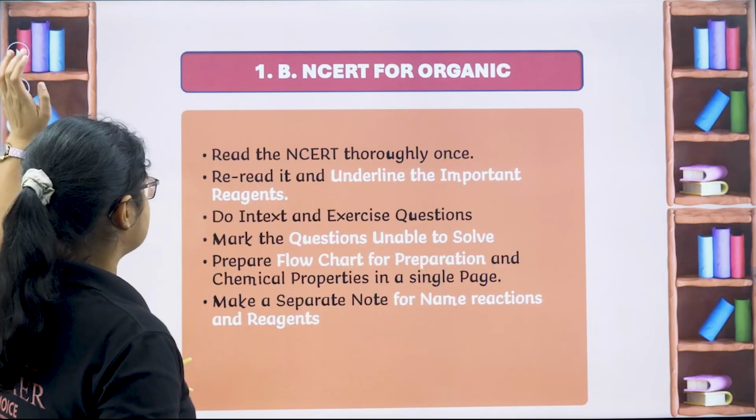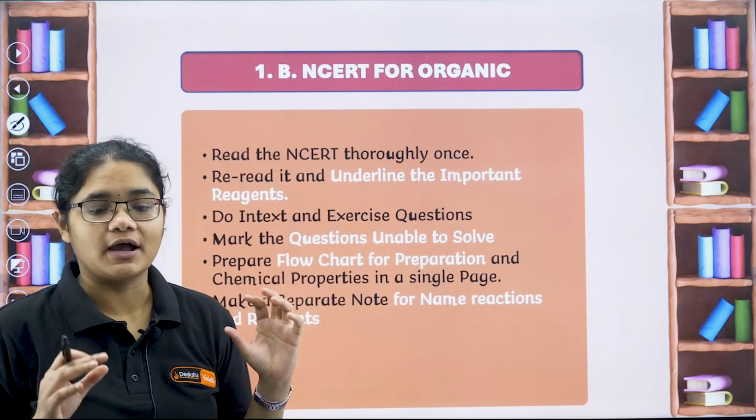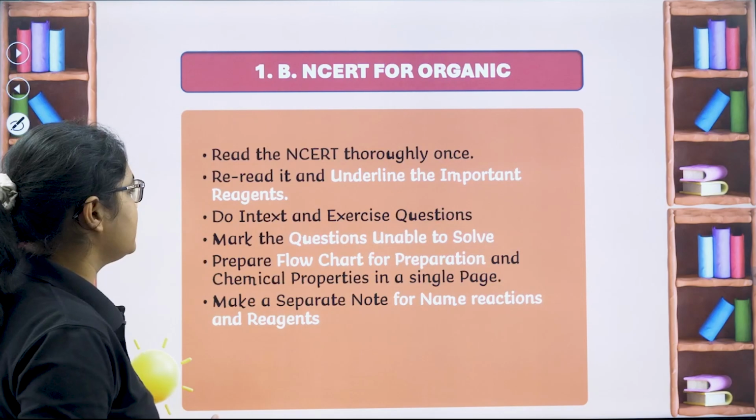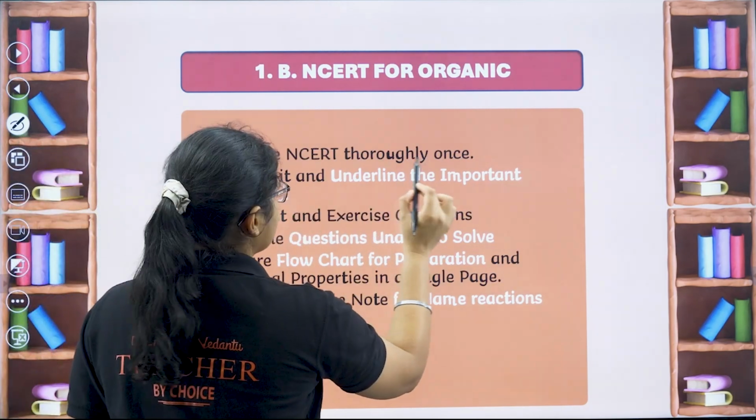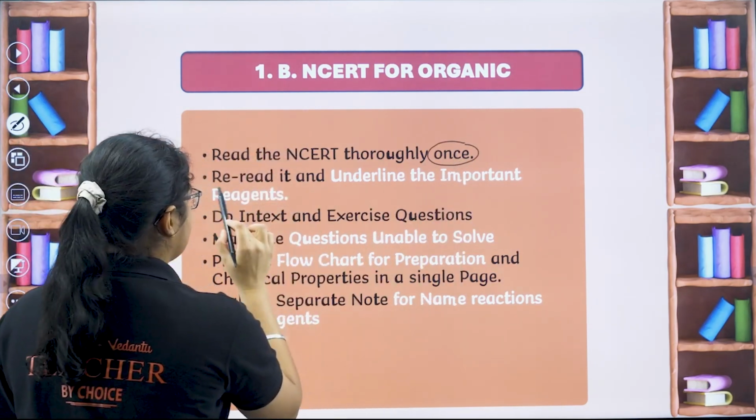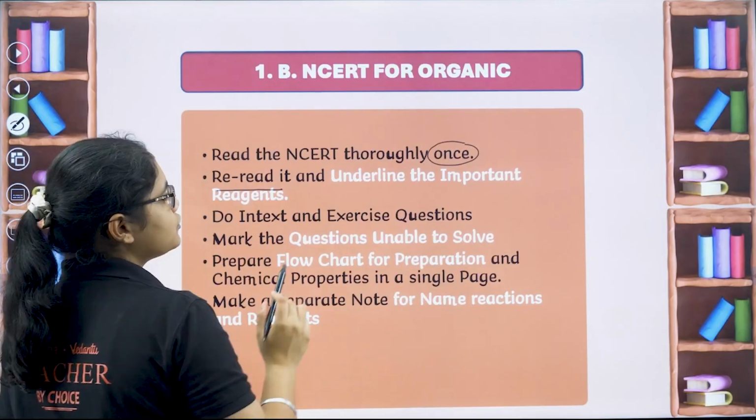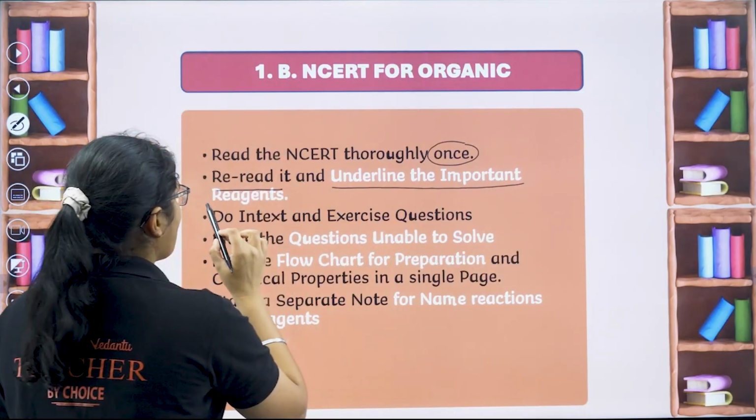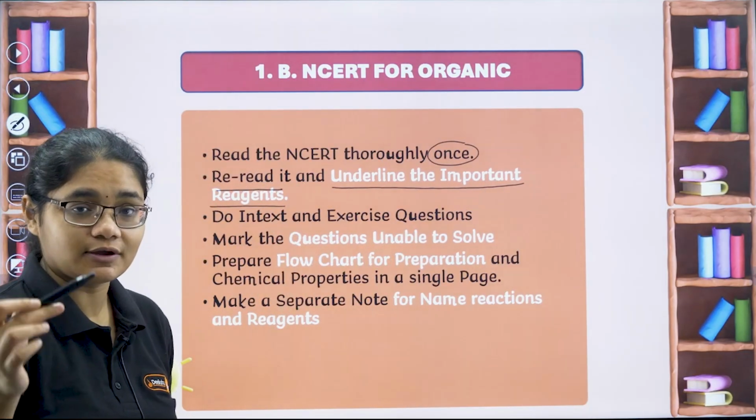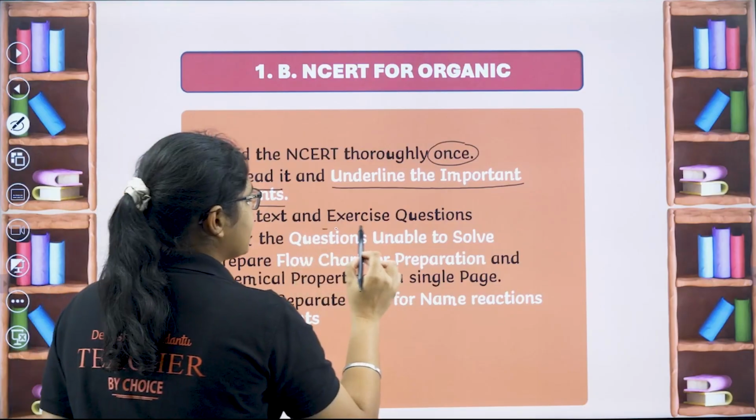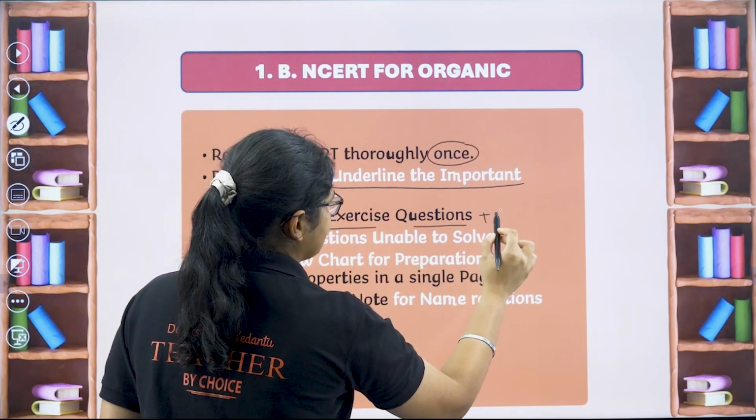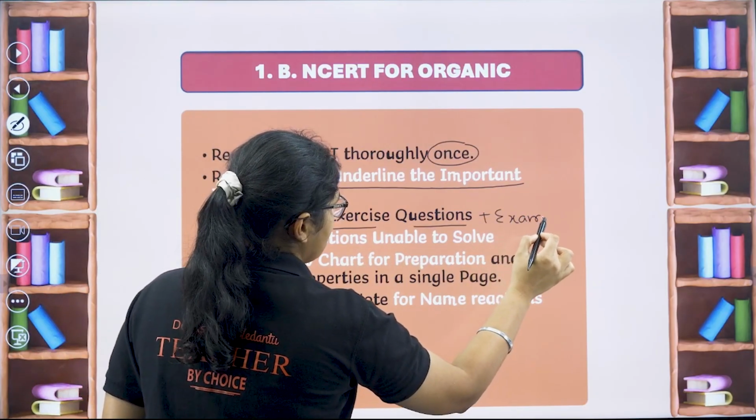Now let's move to the second part, that is organic chemistry. Again, very, very important. So in organic chemistry, you have to read NCERT thoroughly once. Then you have to reread it, okay, and this time what you should do, you have to underline all the important reagents and their functions. You have to underline them. Do in-text exercise questions, and I'll also add exemplar questions here.